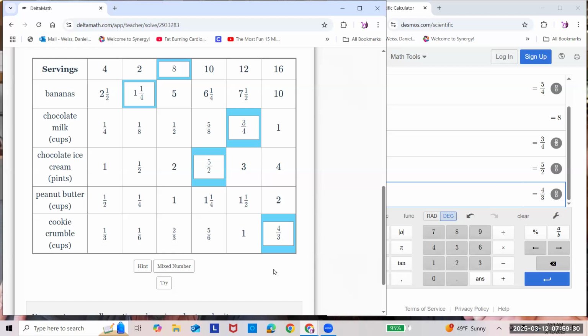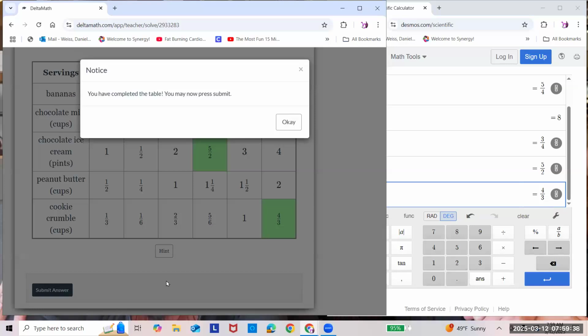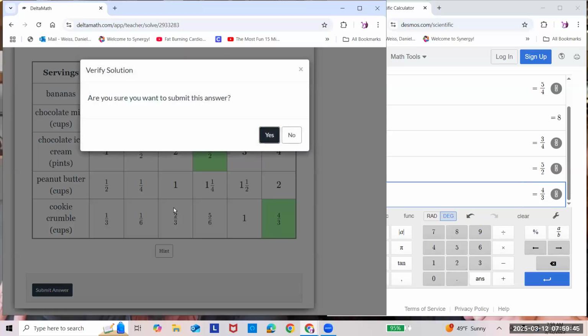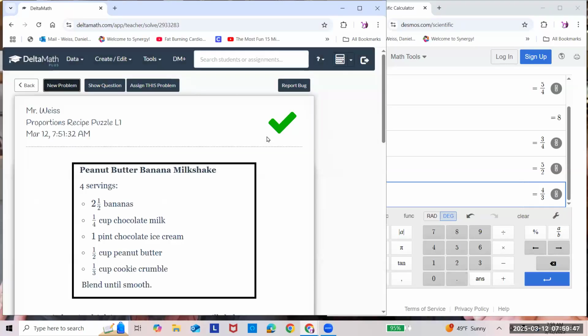In these problems, if you want a hint, you can click on hint. Right. But now once you've typed in all of your numbers, you click try. You've completed the table. You may now press submit. Okay. And I'm going to click submit answer. Are you sure? Yes. There you go. Correct. That is how you do proportions recipe puzzle.